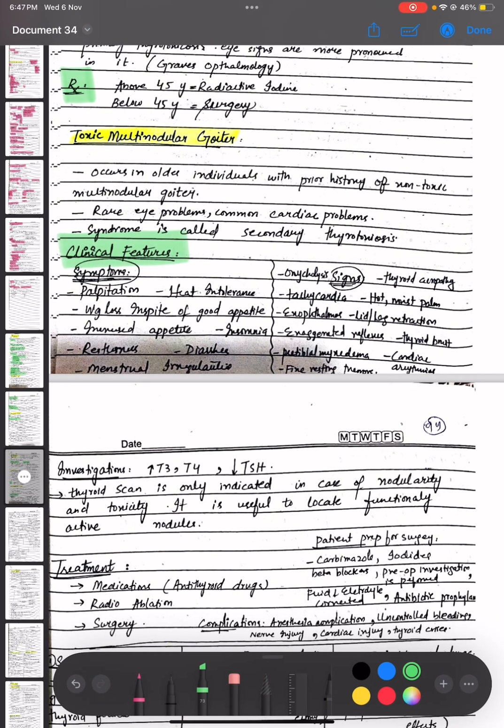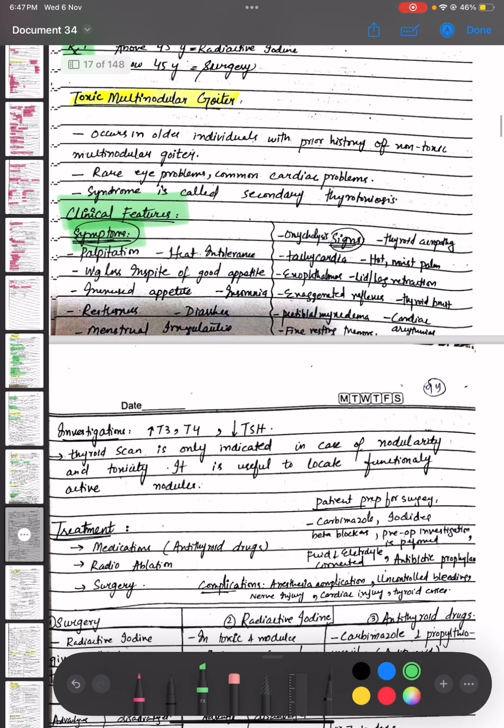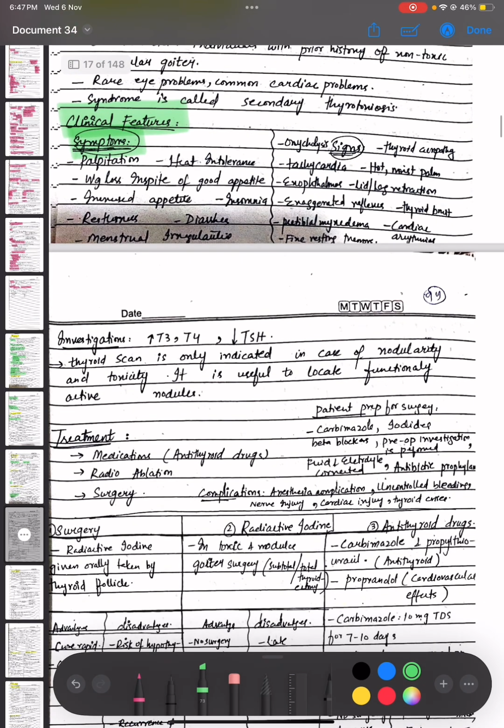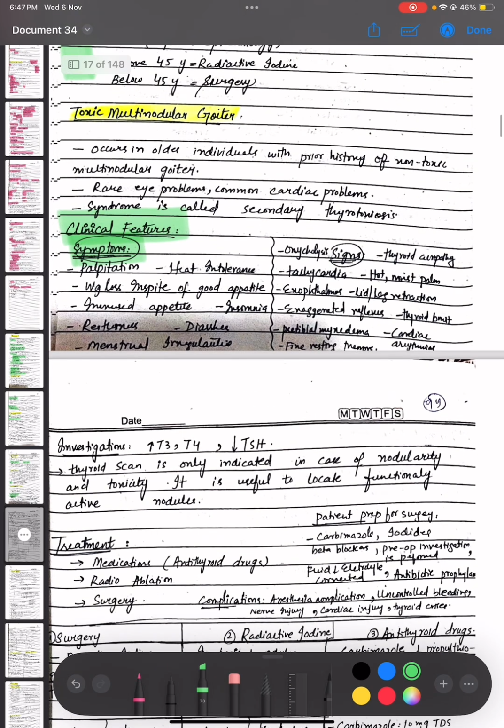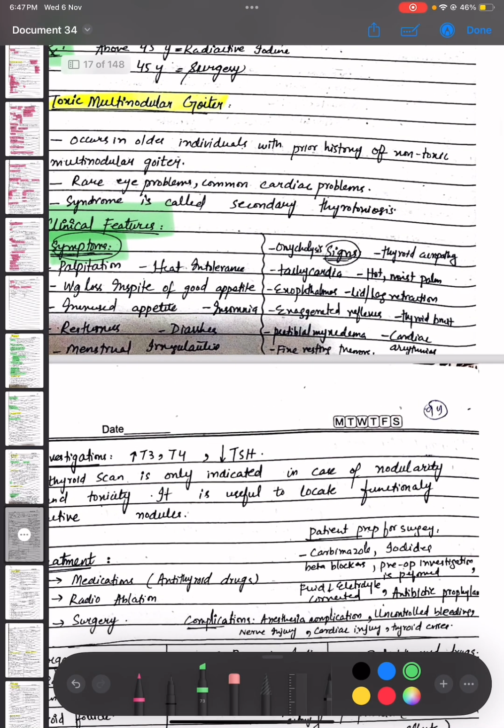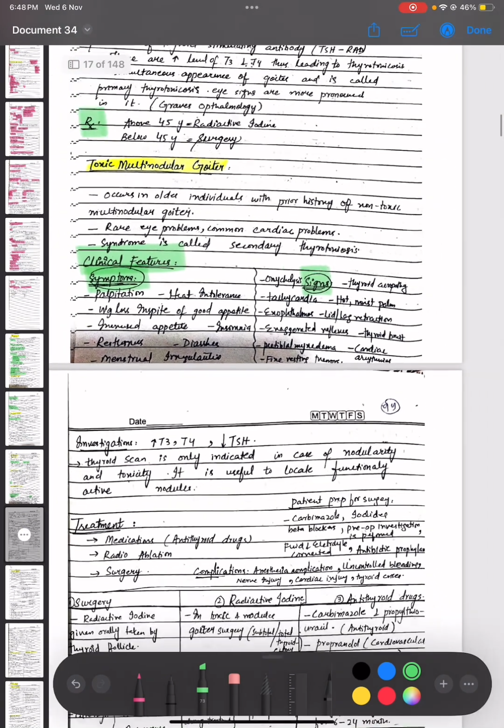What are the clinical features of toxic multinodular goiter and what are the symptoms? The symptoms are palpitation, heat intolerance, weight loss in spite of good appetite, increased appetite, insomnia, restlessness, diarrhea, and menstrual irregularities. Okay, these are the symptoms. The signs are tachycardia, hot, moist palms, exophthalmos, lid lag and retraction, exaggerated reflexes, thyroid bruit, pretibial myxedema, cardiac arrhythmias, and fine tremors. These are present as signs of toxic multinodular goiter.